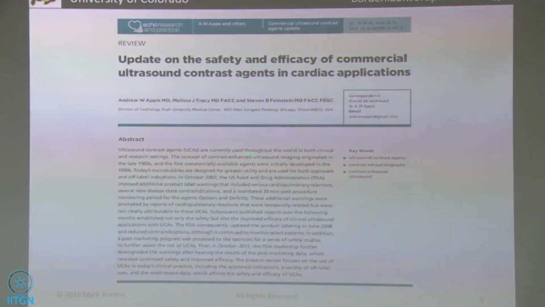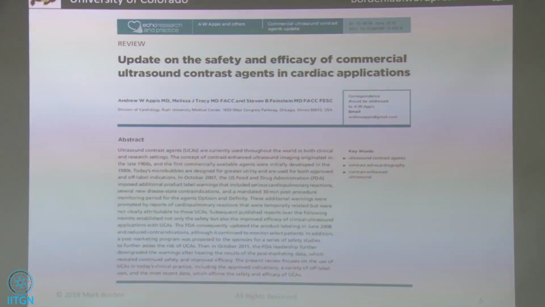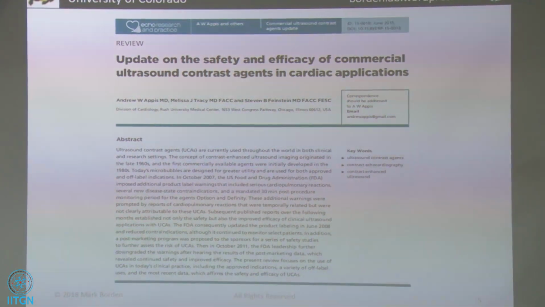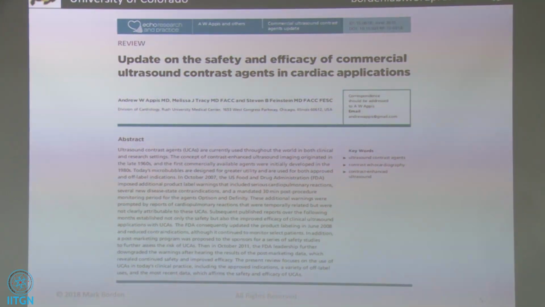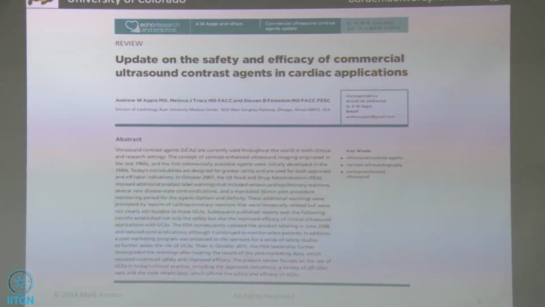Ultrasound contrast agents are currently used throughout the world in both clinical and research settings. The concept of contrast-enhanced ultrasound imaging originated in the late 1960s. That was an experiment by Gramiak and Shaw, where they were imaging the aortic root with ultrasound, and they accidentally injected some microbubbles. They thought it was an optical dye, indocyanine green, I think it was, and they originally thought it was this molecular dye, but then they realized it was cavitation bubbles from the way that they were injecting. You get a sudden expansion in flow and a sudden release of pressure, and you can get cavitation. So there are short-lived cavitation bubbles, and that was in the late 60s.